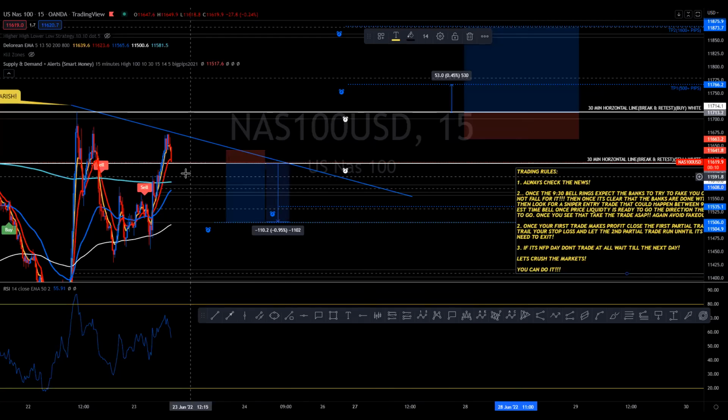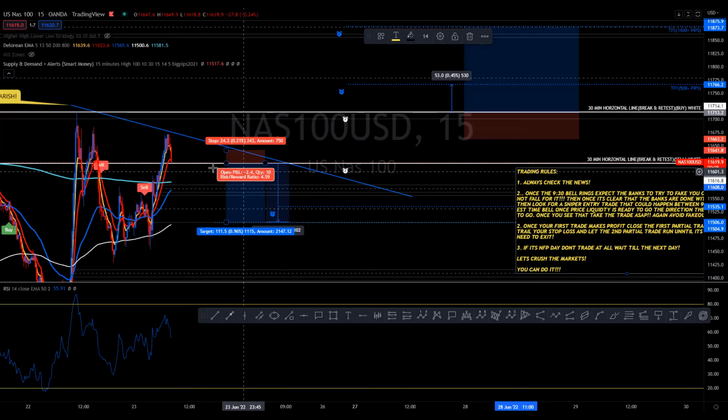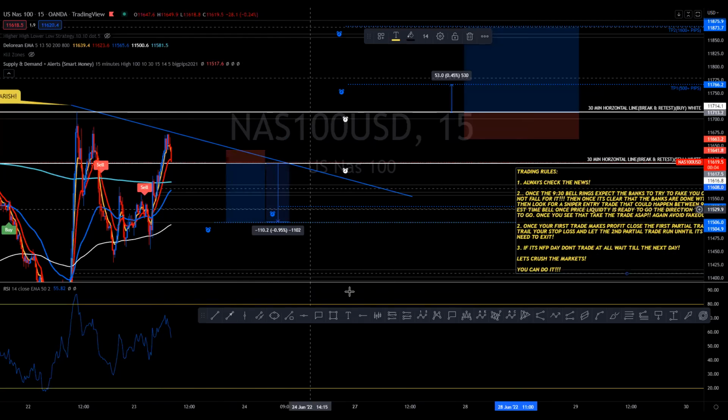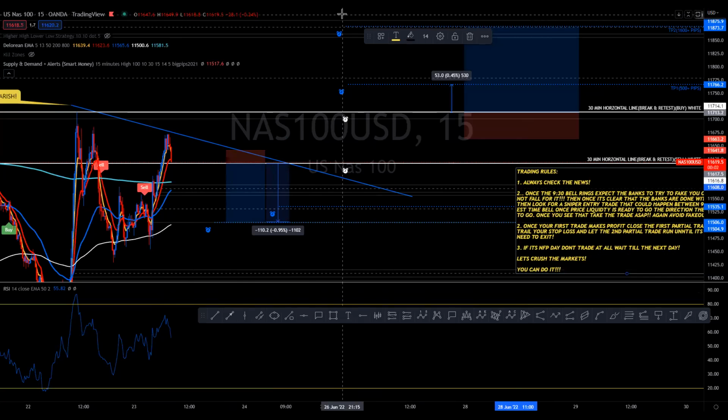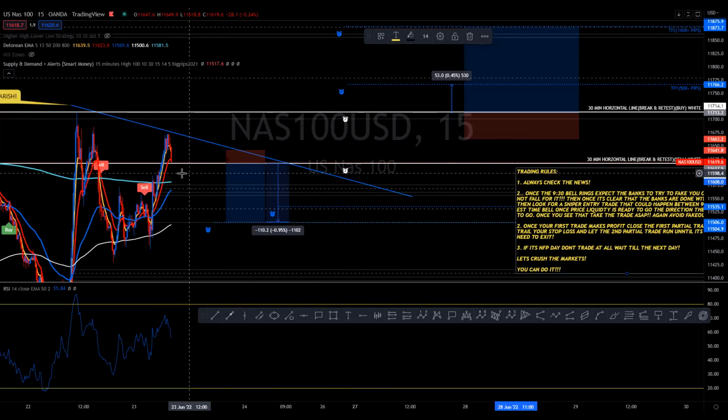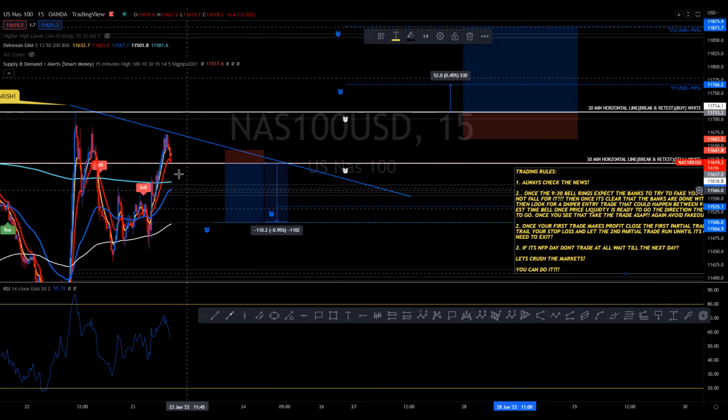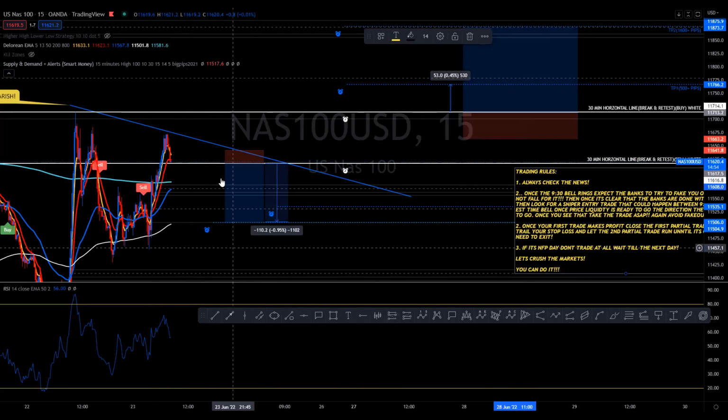All right, so we are about to enter the 8:15 candle. So I believe 8:30 is when the first news will hit. So see where we're at. So yeah, the next candle is closing down.